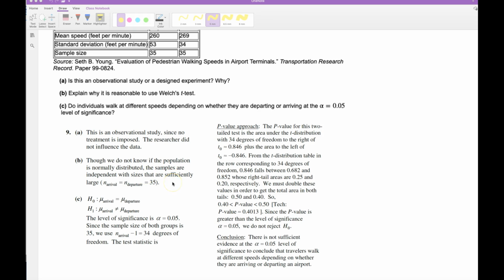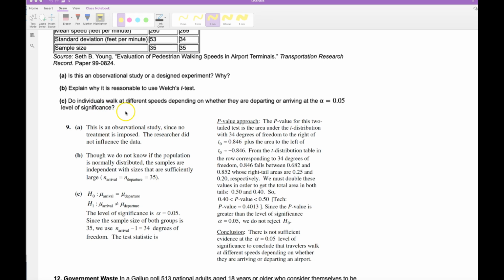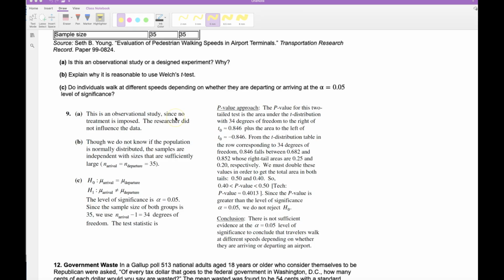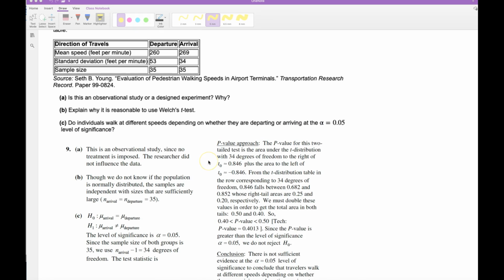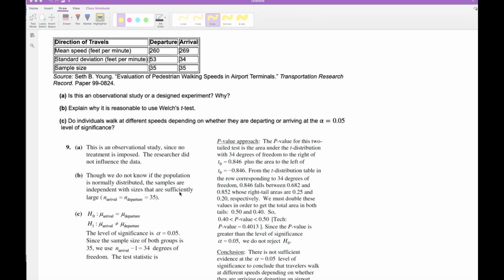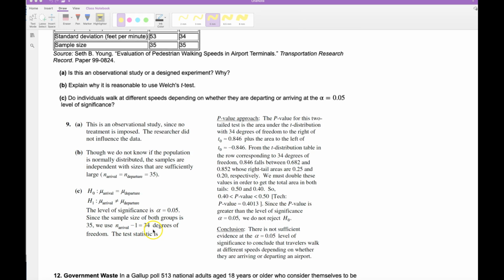The next part is answering this question: do the individuals walk at different speeds? We have to run a hypothesis test to do this. There's your null and alternative hypothesis: arrival is equal to departure, versus they're not equal, that one goes faster. They're different times as they arrive or depart. There's your alpha level. The sample size is 35 people, and so your degrees of freedom are 34.